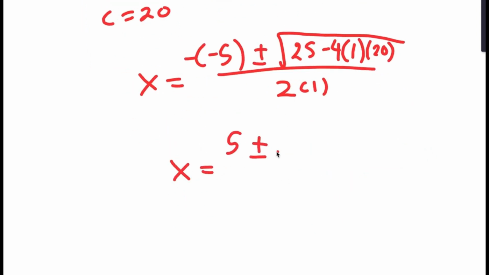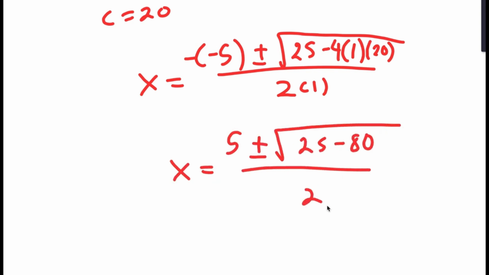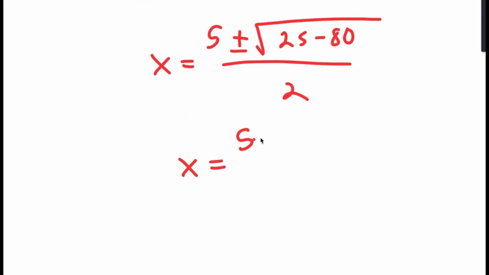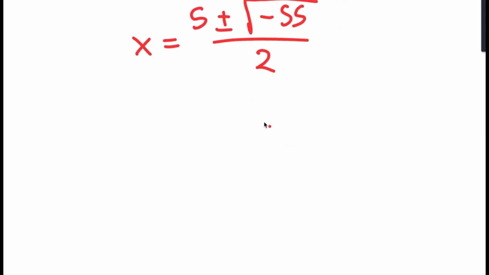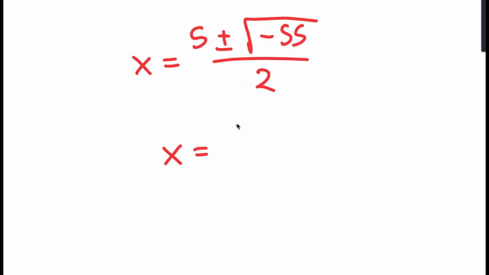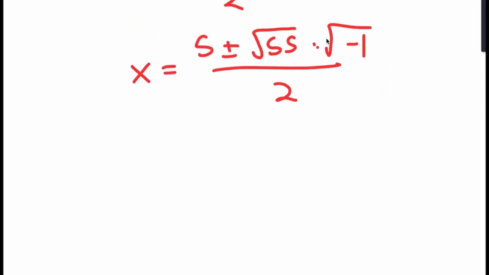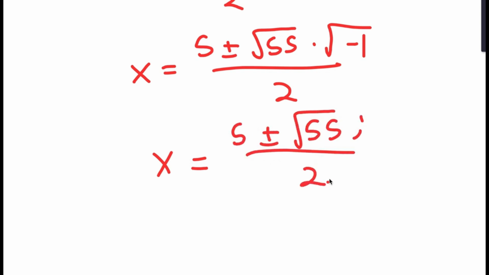And this is equal to 5 plus or minus the square root of 25 minus 80 over 2, which is equal to 5 plus or minus the square root of negative 55 over 2. Now, this is equal to the square root of 55 times the square root of negative 1 over 2. And the square root of negative 1 is equal to the imaginary number i. So I get 5 plus or minus the square root of 55 i over 2. So these are 2 more solutions to this equation.